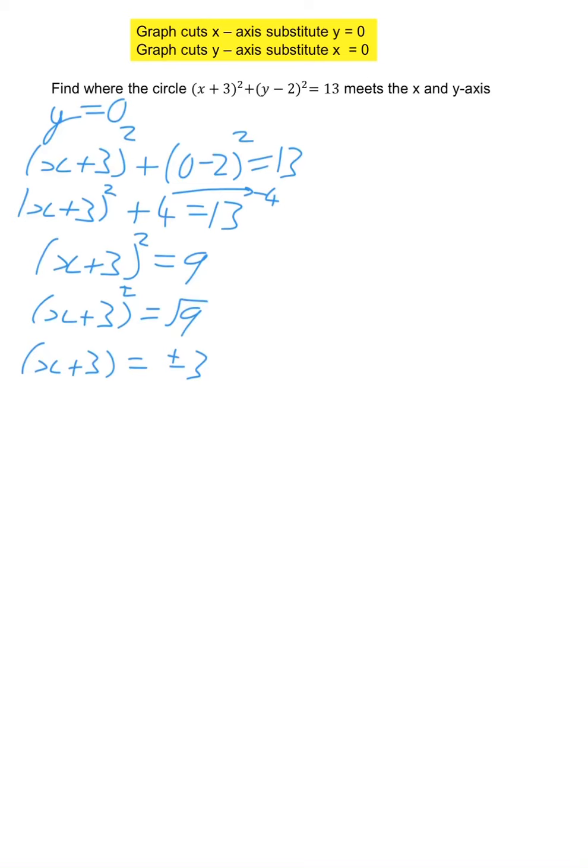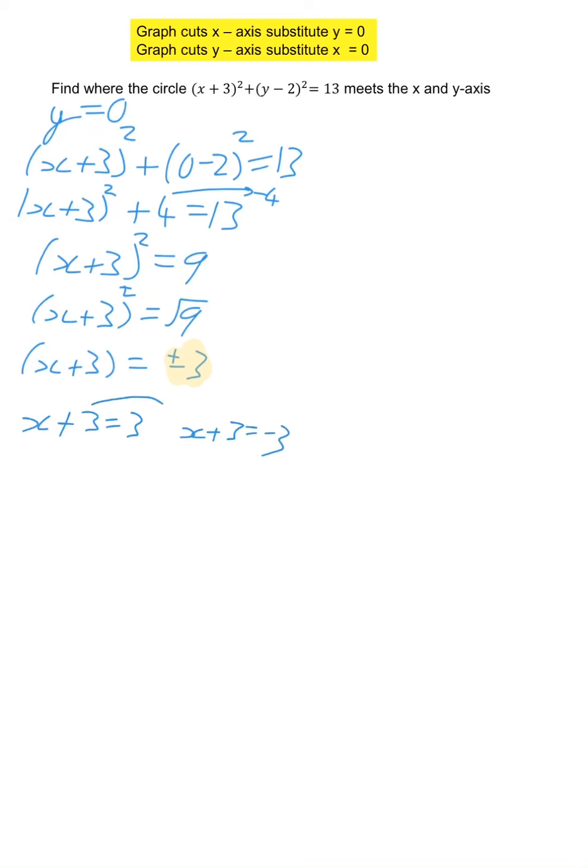So be careful here, because when you square root a number, you always have a plus or minus answer. Because if I do (−3)², I also get 9. Likewise, if I found the square root of 25, my answer would be plus or minus 5. Okay, so this means x + 3 is equal to 3, and also x + 3 is equal to minus 3.